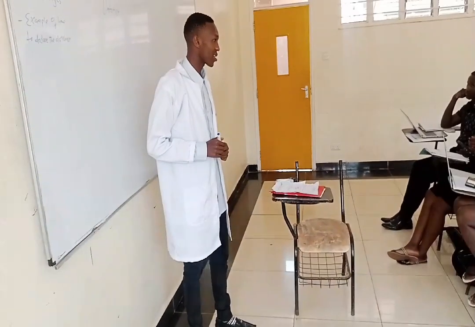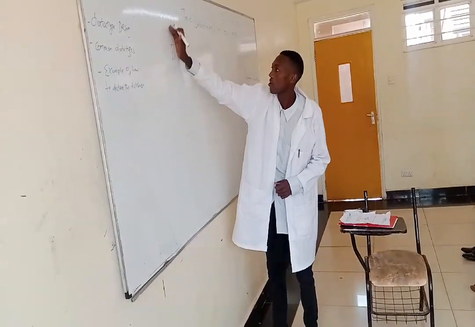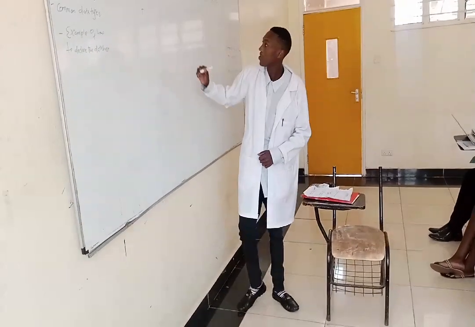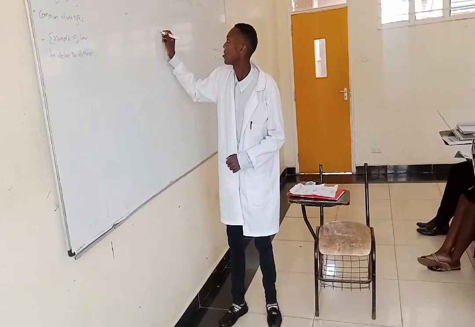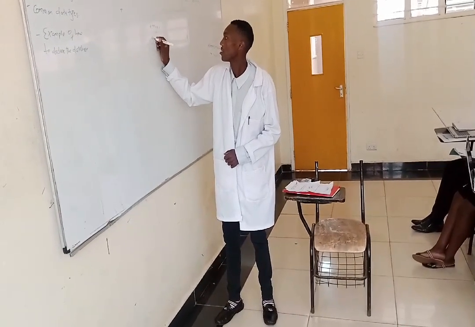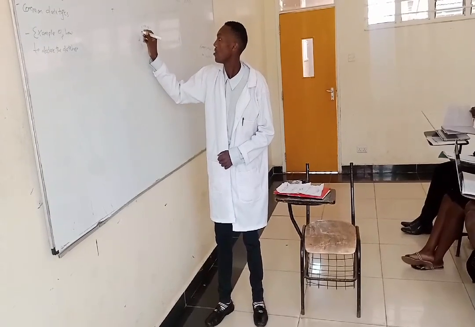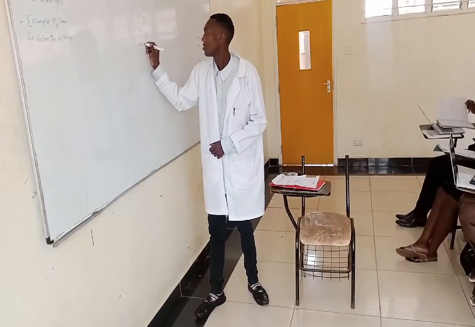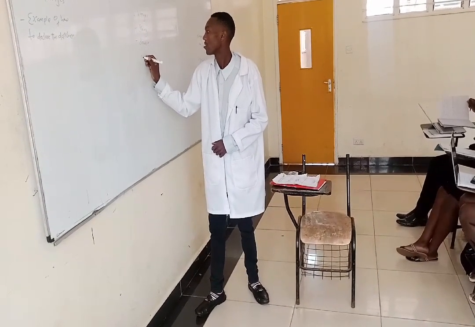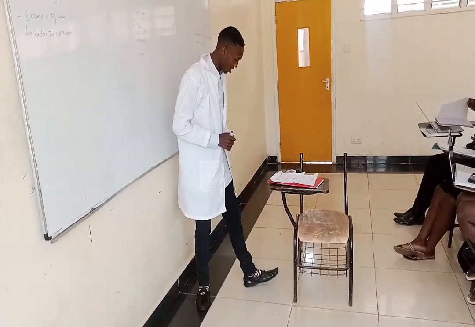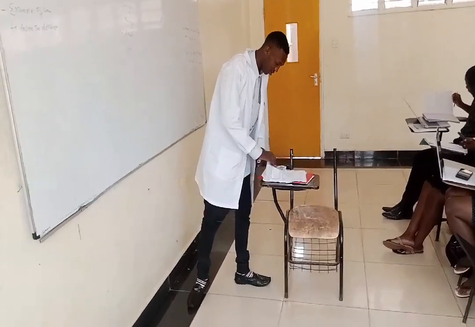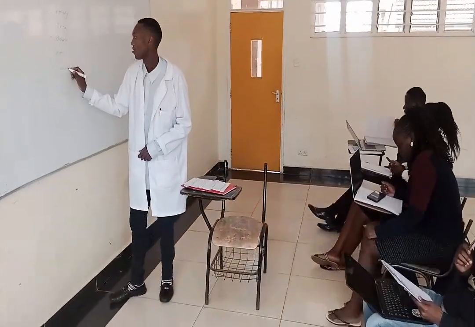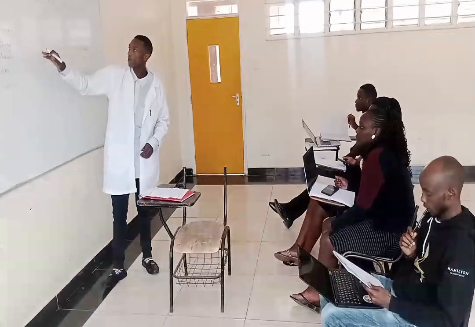Then we have common data types. I will guide you on the common data types that we have in Visual Basic. The first one is integer. We have a string. We have a double. We have date. And the last one is Boolean. So these are the common data types that you will find in Visual Basic.